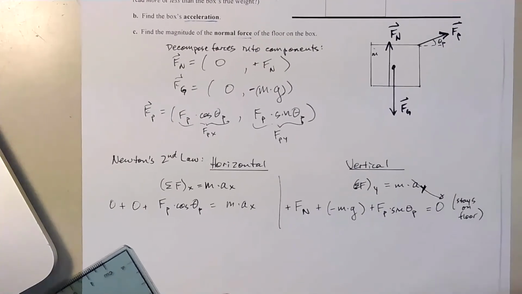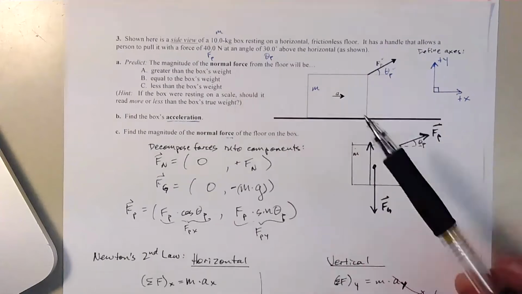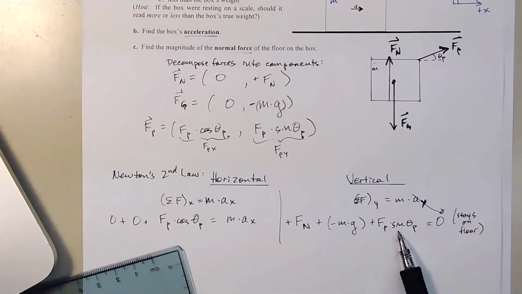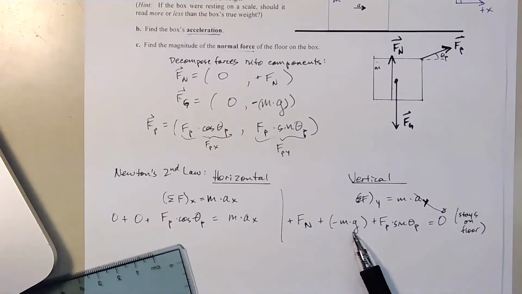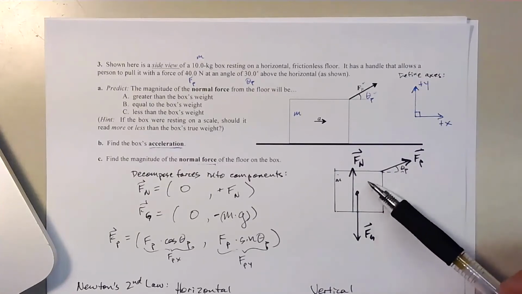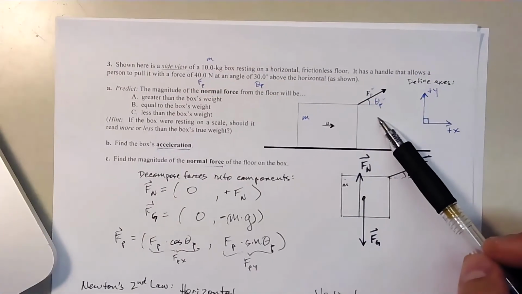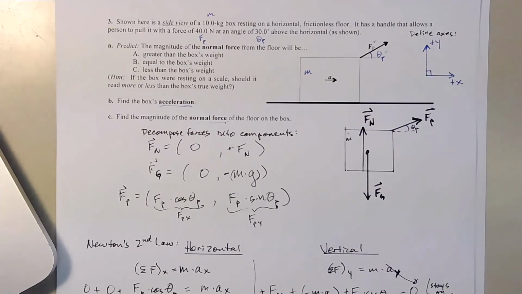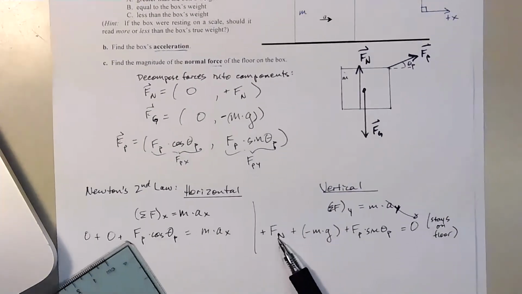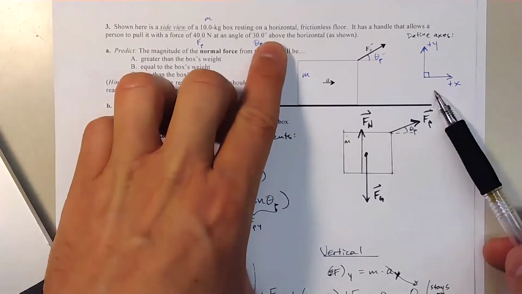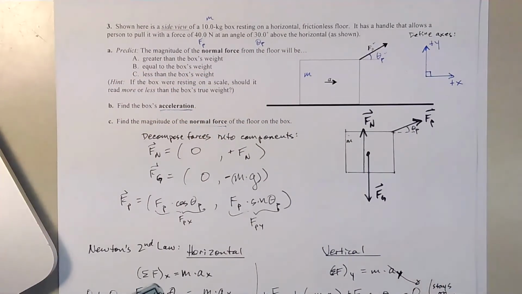Now, as we solve this, if we could make the value of Fp so large that Fp sine theta will exceed the weight, then the box would actually leave the floor. Imagine the person pulling so hard that the box would just sail off the floor, right? But we would find that out because we would get some sort of absurd answer, like a negative value for the magnitude of the normal force. Then we would know that's not physical, because the scenario has changed. Once the box leaves the floor, the normal force goes to 0 and the free body diagram changes.